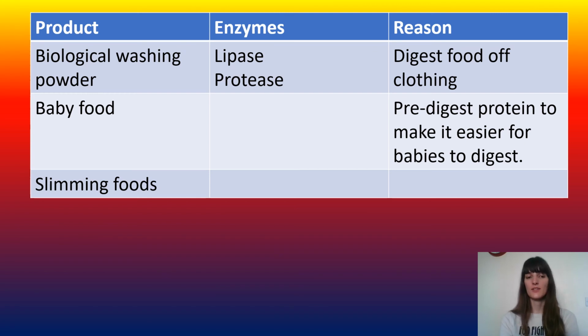The final task for you to do is to find out the answers for these, and this is going to be a research activity. So what enzymes are in each product and why? Biological washing powder is full of lipase and protease enzymes, and that's because they digest food off our clothing. There's an enzyme in baby food which helps to pre-digest protein to make it easy for babies to digest. So hopefully you already know the answer to that from the reason. And then finally go and have a look at slimming foods. So what's in them and why. In the next video we're going to be moving on to blood.